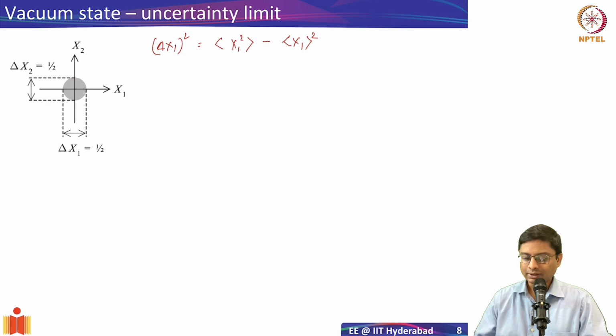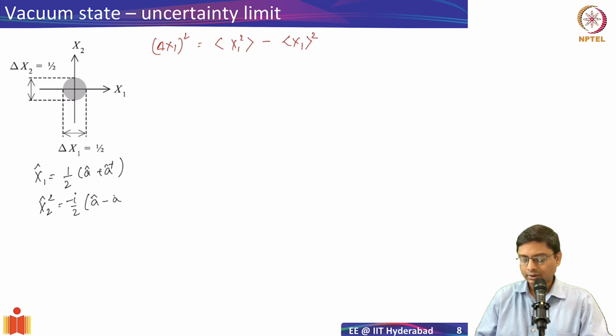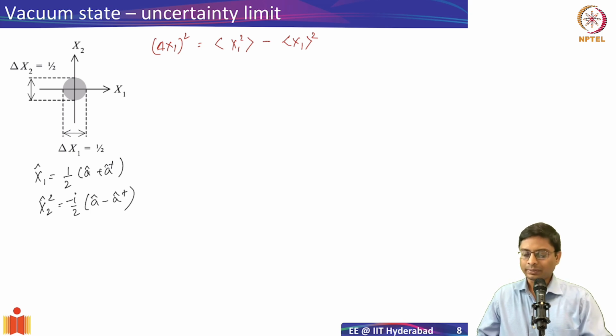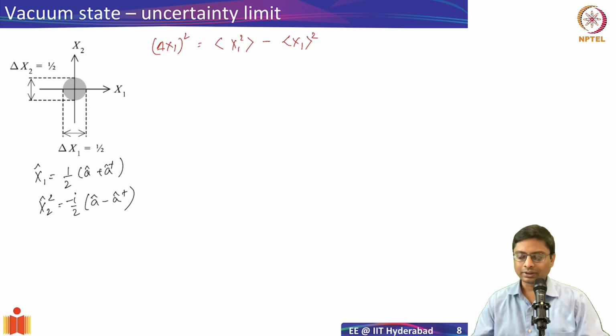For that, we already know what x1 is. Let's recap. The x1 operator is equal to half (a plus a dagger). And x2 operator was minus i by 2 (a minus a dagger). These are the operator definitions. So to calculate the uncertainty or the variance, you need two quantities: the expectation value of x1 and the expectation value of x1 square. If you know both, we can calculate. So how do we get the expectation value of x1?